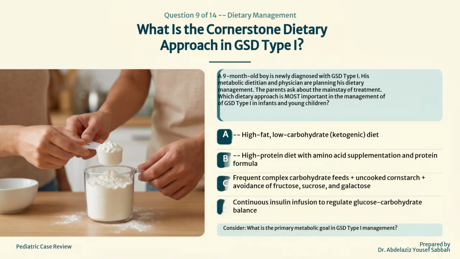Option A, a high-fat, low-carbohydrate ketogenic diet. Option B, a high-protein diet with amino acid supplementation and protein formula. Option C, frequent complex carbohydrate feeds with uncooked cornstarch and avoidance of fructose, sucrose, and galactose. Option D, continuous insulin infusion to regulate the glucose-carbohydrate balance.